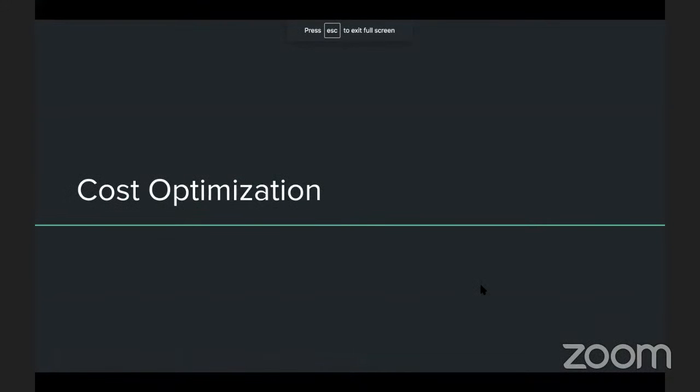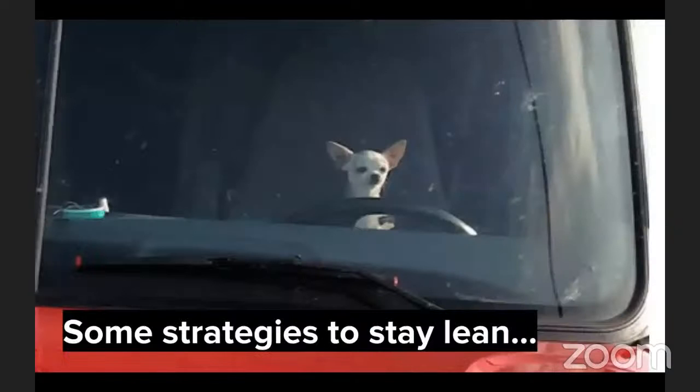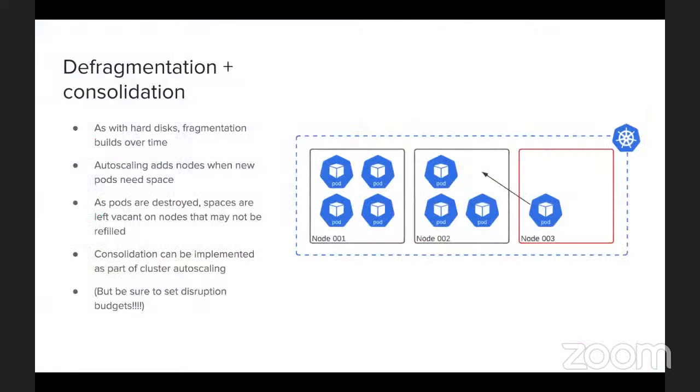So getting into cost optimization, once you have the visibility, some strategies to keep you lean, to make sure that you're not a little chihuahua driving a huge truck, to make sure you're not oversized for the value you're delivering. So one approach is you can think of it like defragmentation or consolidation.